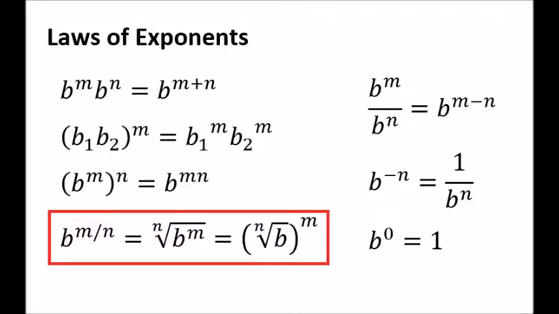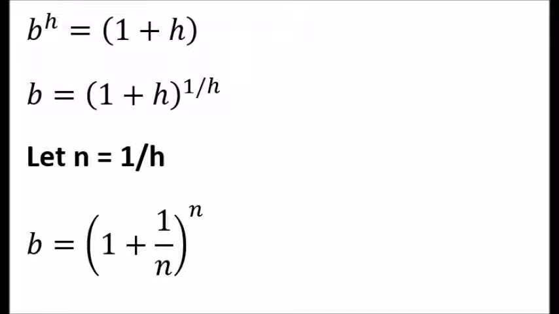Remember from our laws of exponents that b to the 1 over n is the same thing as the nth root of b. We are going to use that notation in the next slide. In the first line, the left-hand side equals b to the h. To get b by itself, we must take the hth root of both sides. That is seen as 1 over h on the right-hand side in the second line.